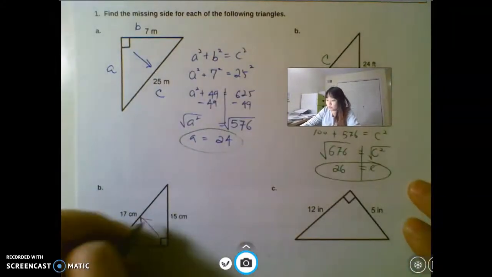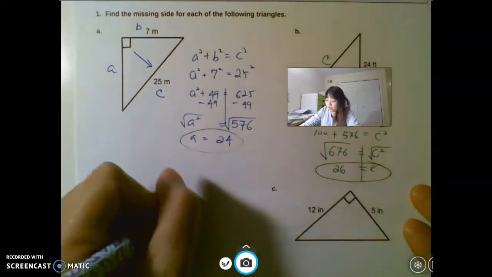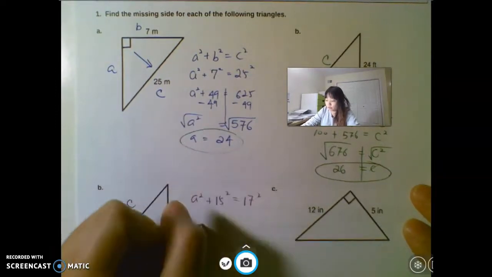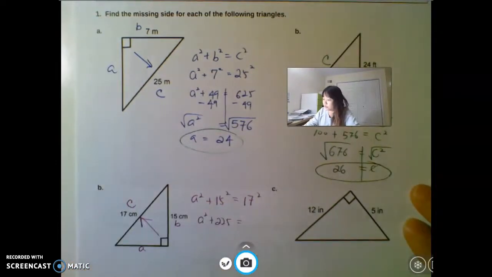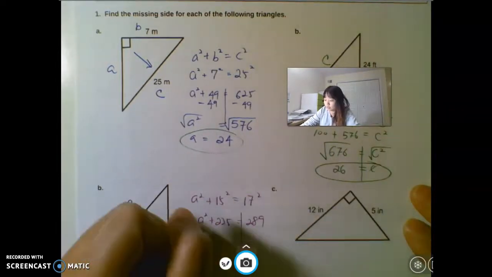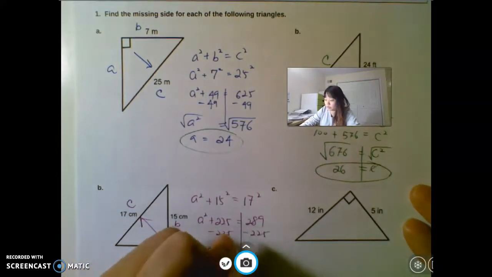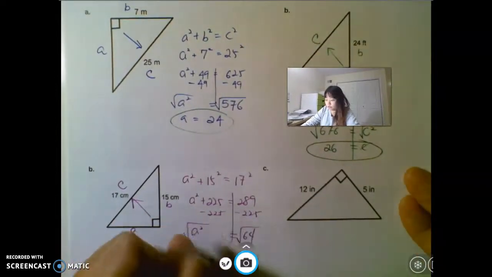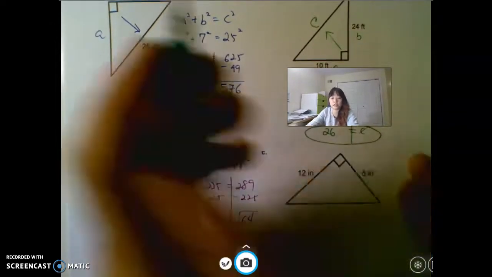Next one. First thing you do, A, B, C. Easy as A squared plus 15 squared equals 17 squared. A squared plus 225 equals 289. Subtract 225 from both sides. A squared is 64. Then you take the square root. A is 8.